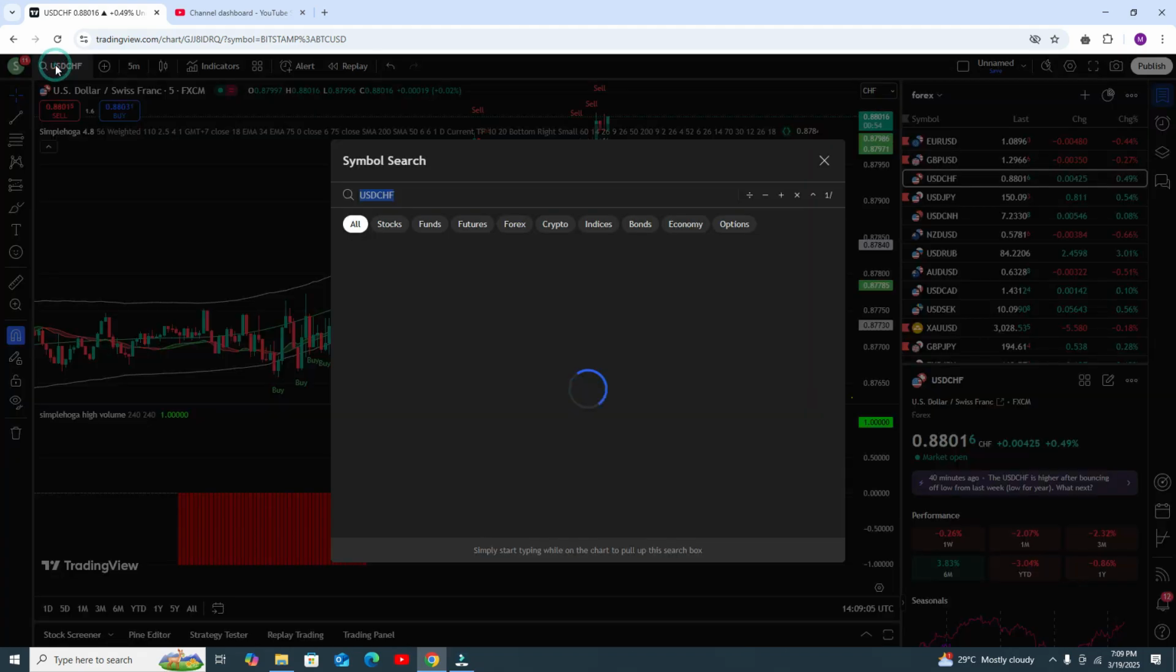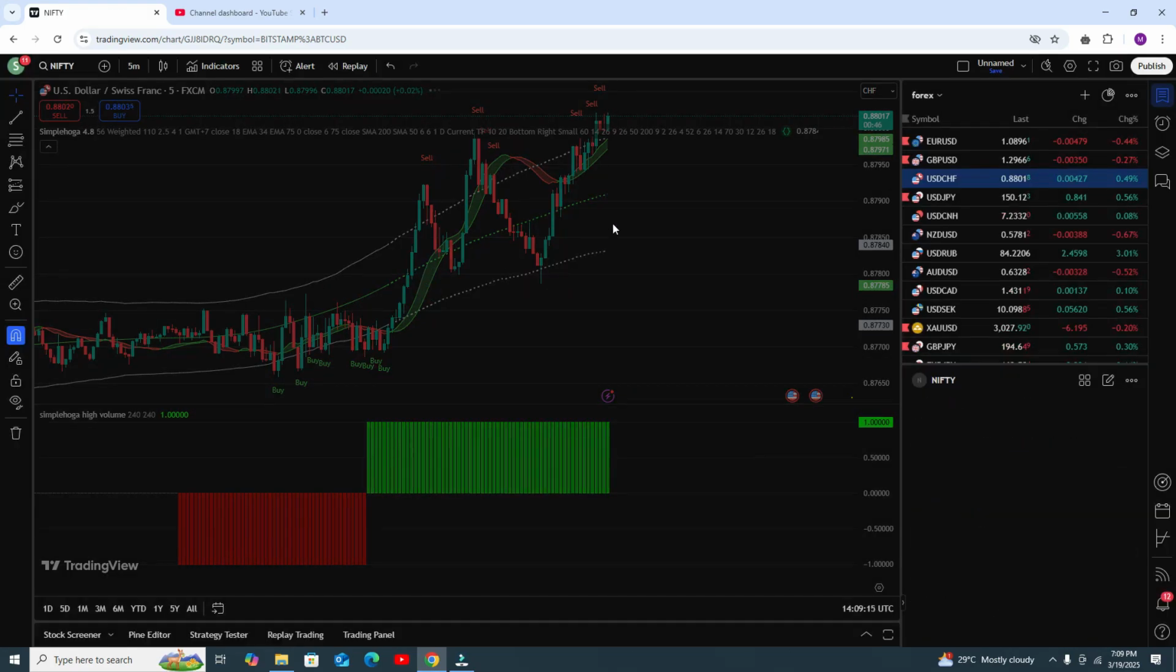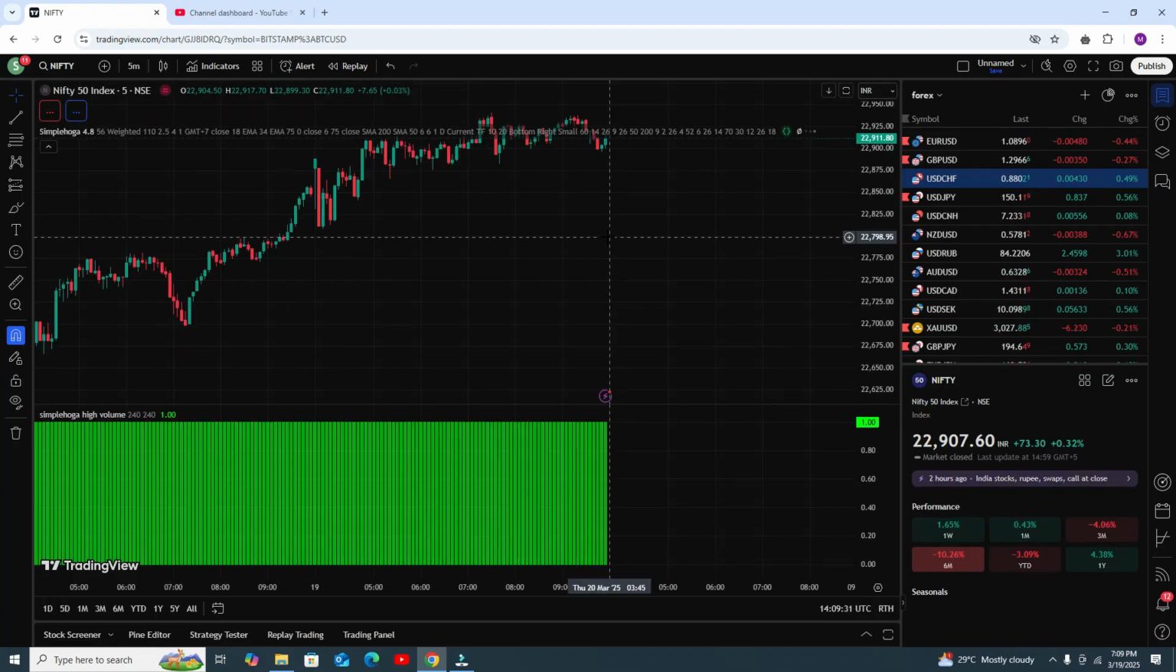Okay, let's see the results in the Indian market, like Bank Nifty or Nifty 50. Okay, Nifty 50. You can see the indicators work perfectly on all pairs, on all markets, whether you are using forex, crypto, indices, stocks, or the Indian market, the indicator works perfectly fine.